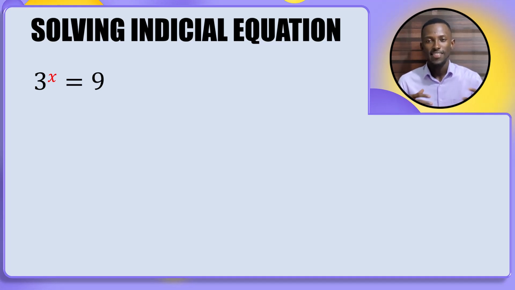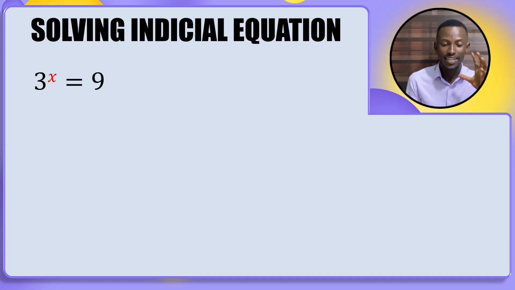The first thing you need to do is to check the values on the right and left side, and see if there is something you can do to them such that they will have the same base. For example, the number on my left is 3 to the power x. The base is 3 and the power is x. The number on my right is 9. Is there anything I can do to 9 such that it doesn't change but ends up having the same base as 3 to the power x?